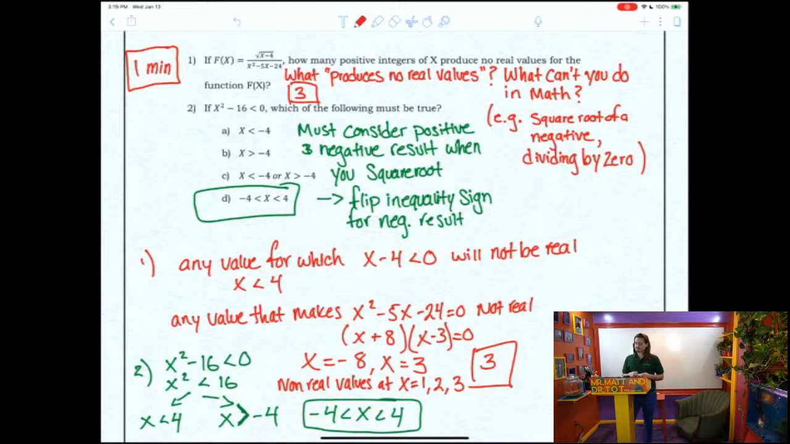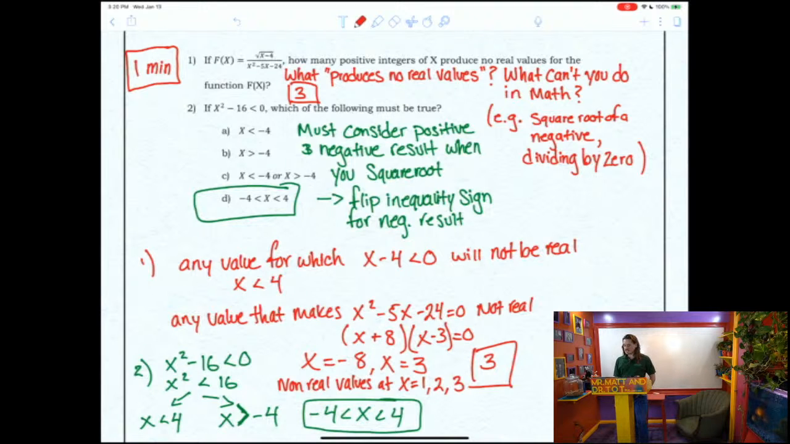But the short of it is we can't have anything negative underneath the radical sign. So any value for the input of x that's going to make that expression x minus 4 less than 0, or in other words negative, is going to make that a non-real value. So we need to examine two things for number one. Any value that will make x minus 4 less than 0, or negative, will not be a real output. And any value that makes the trinomial in the denominator, x squared minus 5x minus 24, equal to 0 will also not produce a real output, because you're not allowed to divide by 0.